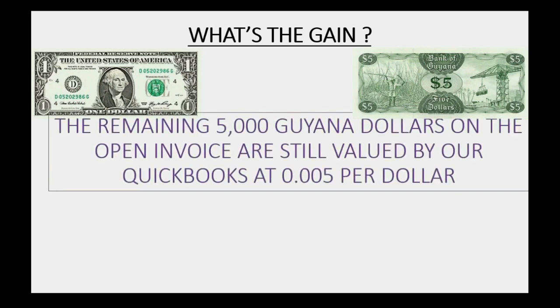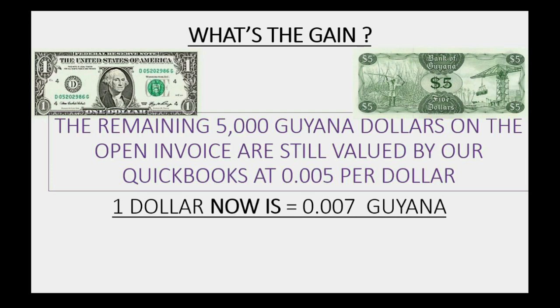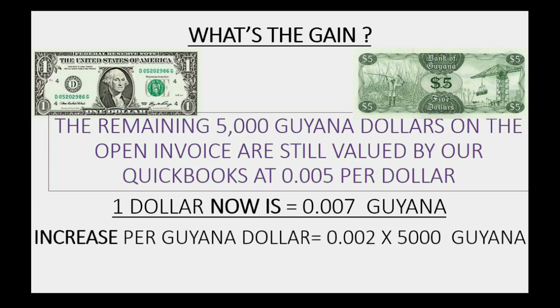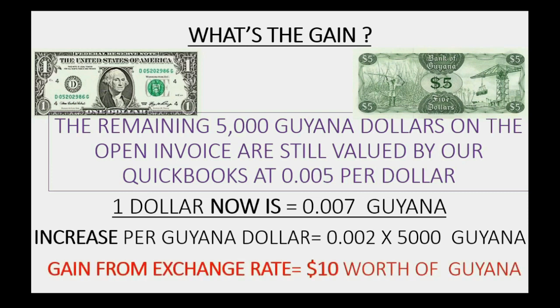Well, the remaining 5,000 Guyana dollars on the open invoice are still valued by our QuickBooks at 0.005 per dollar, because QuickBooks remembers that was the value at the moment the invoice was made. The dollar is now 0.007. So the increase per Guyana dollar is 0.002 from the time that we made the invoice and the time we're getting paid these last 5,000. So if you take the increase per unit and multiply by how many units, you get the gain that we're going to have as a result of receiving the balance of the invoice several days later when the Guyana dollar has now increased by 0.002.